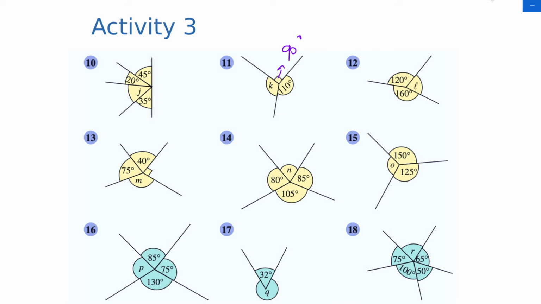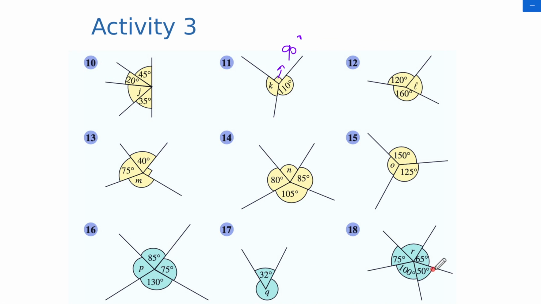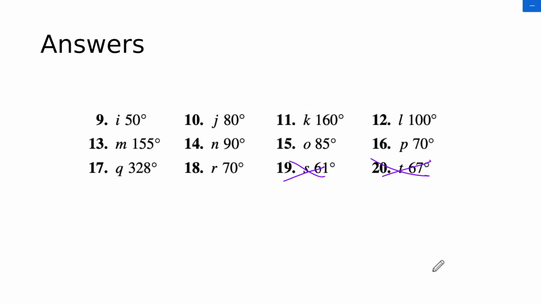Okay, and the answers are as follows. You don't need this one, and you don't need this one. Okay, here are your answers. I don't know if there's anything you're not sure about here. You have to add all of these up, then take away from 360. Okay, so the method is the same for all of them. So if you still need to mark the work, pause the video and mark the work.